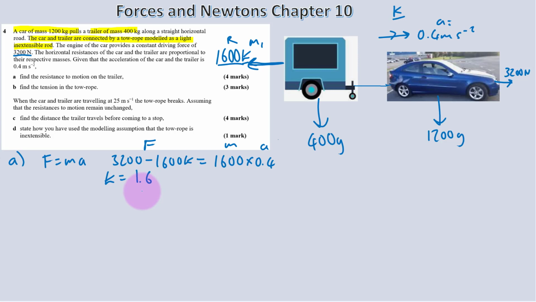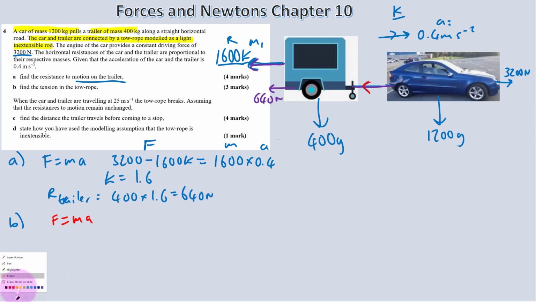Now find the resistance to motion on the trailer. So k is combined for both, but the trailer's 400. So the resistance force of the trailer has got to be 400 times the 1.6, which is 640 newtons.